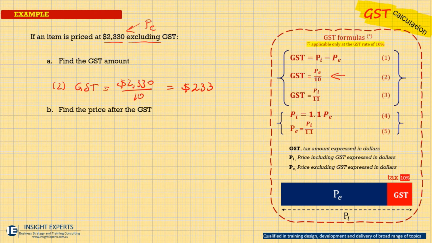So obviously, if I just add PE plus the GST amount, I get the price after tax. Or there are many other equations, and if you like, you can use equation number 4, so you don't have to use the GST amount. From equation number 4, the price after tax is equal to 1.1 times the price before tax. I already have 2,330, and the price after tax is equal to $2,563.